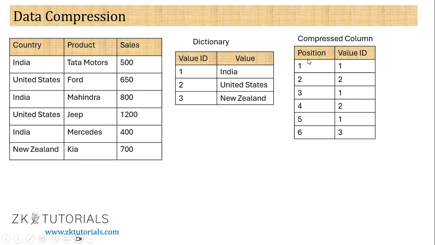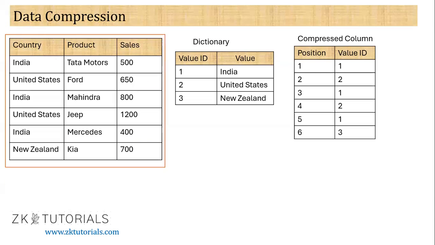Similarly, this is done for all the columns. You must be wondering why we are not directly storing the actual values, but storing the value IDs corresponding to the actual values in the database. This is because for each character we require one byte. Similarly, if you want to save the complete column country, it will take multiple bytes.